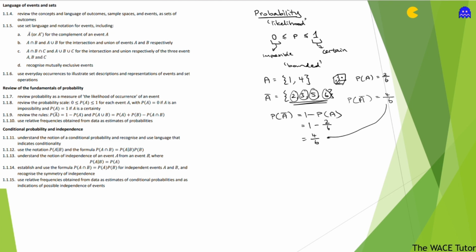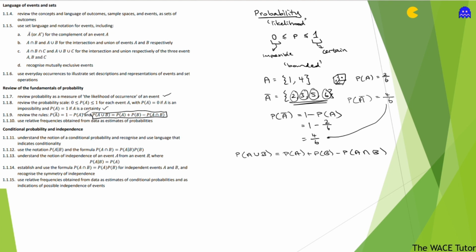Okay, so we've had a look at the likelihood of the occurrence of an event. We have defined 0 as impossibility and 1 as certainty, and we have had a look at the mathematical definition of a complement. Now let's take a look at how we get this mathematical relationship. The probability of A union B is equal to the probability of A plus the probability of B minus the probability of A intersect B.